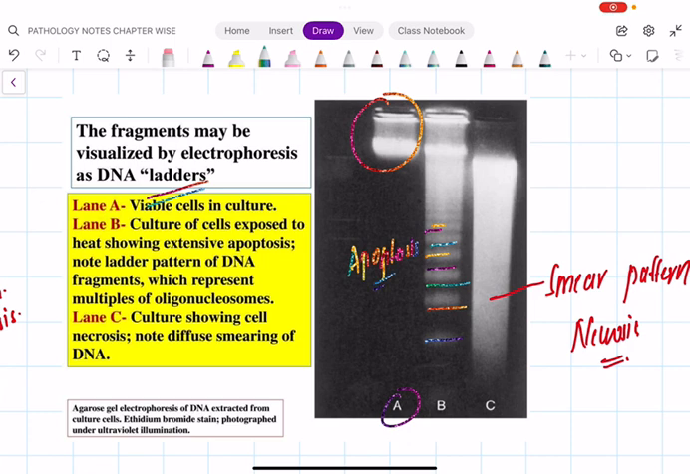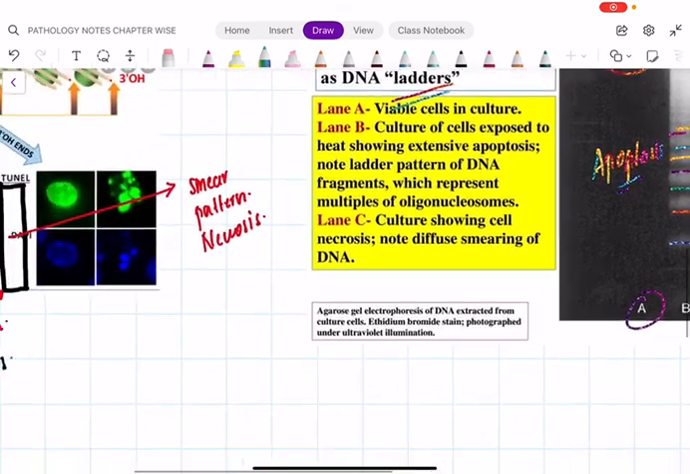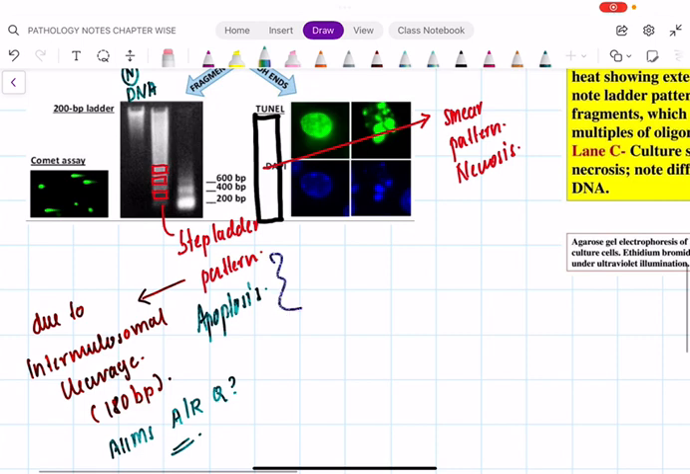I told you this. In agarose gel electrophoresis, we are going to assess the DNA. In apoptosis, in the execution pathway, I told you there is internucleosomal cleavage. The nucleus is cleaved part by part. So that is responsible for this step ladder pattern, which is seen in apoptosis.